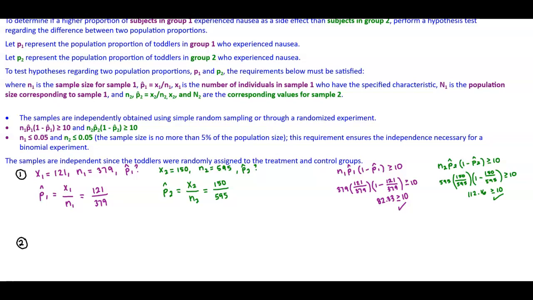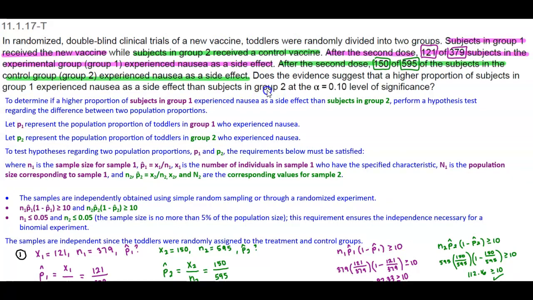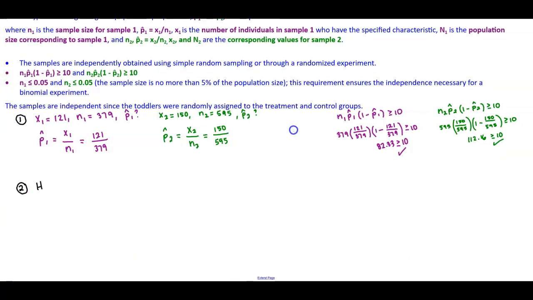So remember that P1 represents the population proportion of toddlers in group 1 who experience nausea, and P2 represents the population proportion of toddlers in group 2. If we're saying that P1 is going to be higher, meaning greater than, so does evidence suggest that a higher proportion of subjects in group 1 experience nausea as a side effect than in group 2? We know that the null always has the equality, so P1 is going to equal P2. And according to the last sentence in the question, the claim is that P1 is greater than P2. So what does that tell us? Because it's greater than, we know it's going to be a right tail.